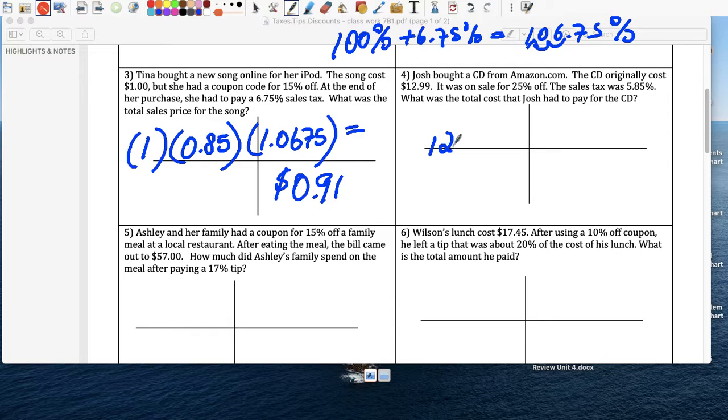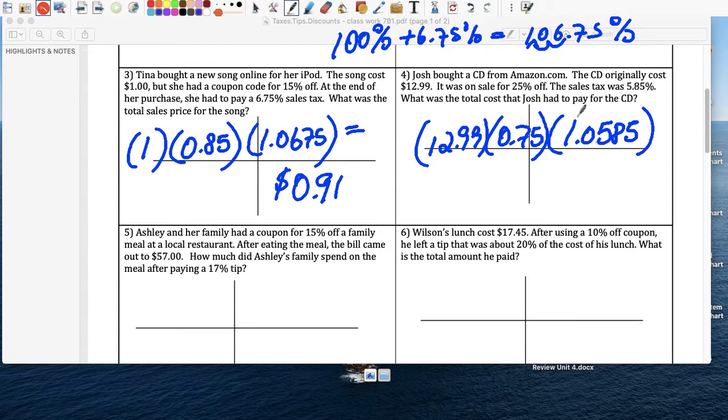$12.99. Again, I'm just going to show you that this is very handy. $12.99 with a discount of 25% brings me down to 75%. That's what I'm responsible for. I multiply these two, I'm going to get a number, right? That's my new price. And on that new price, I'm going to pay 5.85 in tax, which is actually 1.0585.